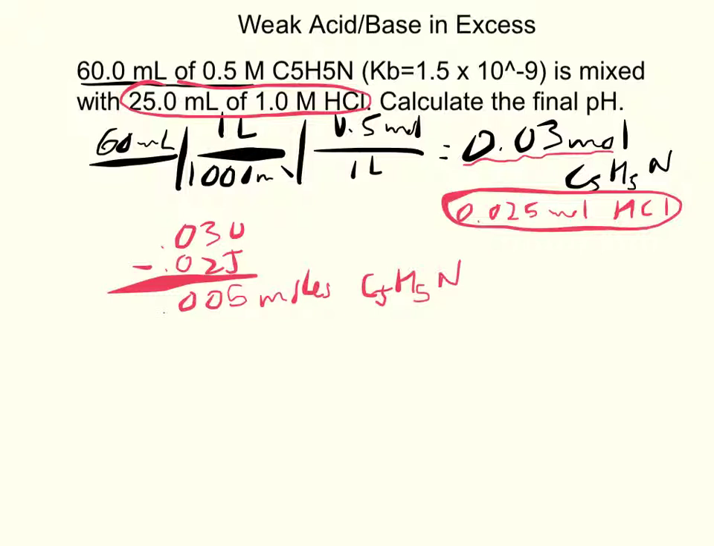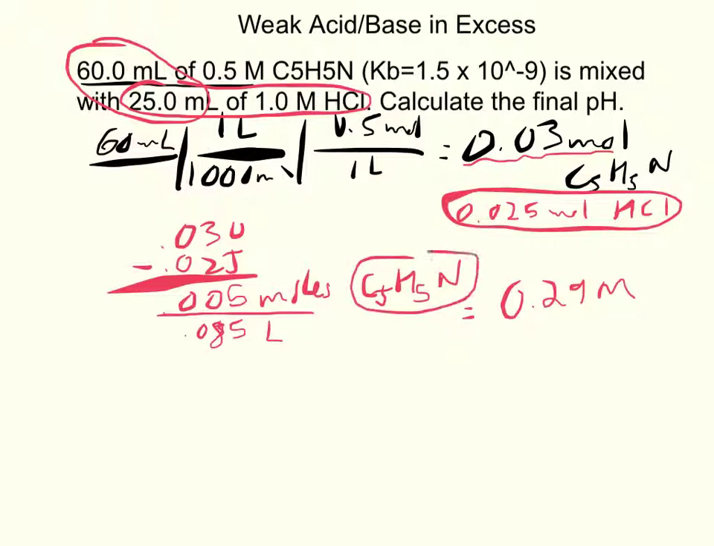So again, I want to figure out what is the concentration of this. So I've got to divide it by the total volume, in this case 85 milliliters, so 0.085 liters. If I do that, I get a concentration of 0.29 molar. That's the concentration of this compound.